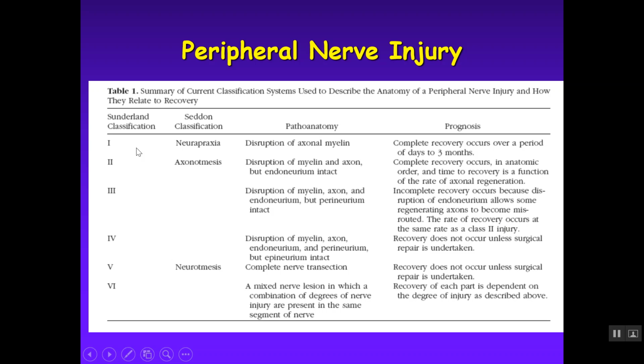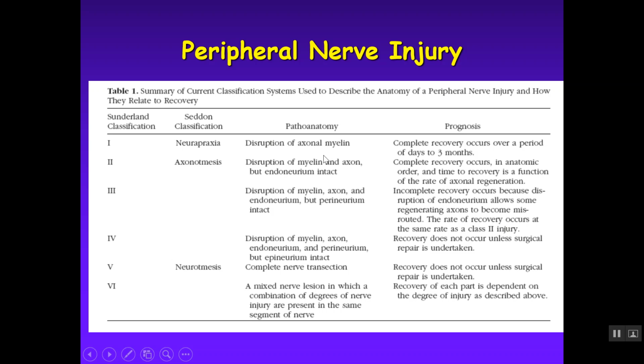So let's start with Sunderland classification 1, which we refer to as a neuropraxia. If you hear the term neuropraxia, the patient has a neuropraxia, that's the lowest level of impairment of a peripheral nerve. This is just disruption of the axonal myelin. So just the myelin gets a little disrupted. You push on it, you smash the nerve, or there's lack of blood supply, and the myelin just starts to degrade and degenerate. There's no damage to the axon itself. It's just the myelin around the axon.